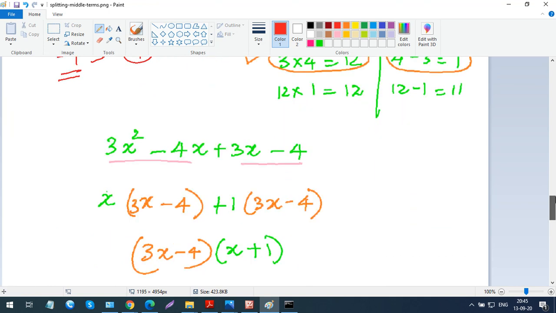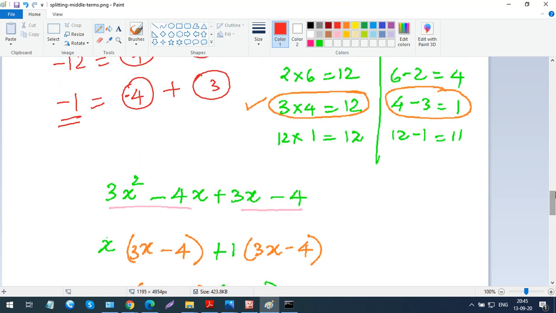Okay, so now my question is actually 3x square minus x minus 4, right? So I write the 3x square and minus 4 as it is. Instead of minus x, there is no number over here, so that means it's minus 1. You will write minus 4x and plus 3x. See, there is a minus 4 and plus 3, that's what we have decided. So I'm going to split this as minus 4x and plus 3x.